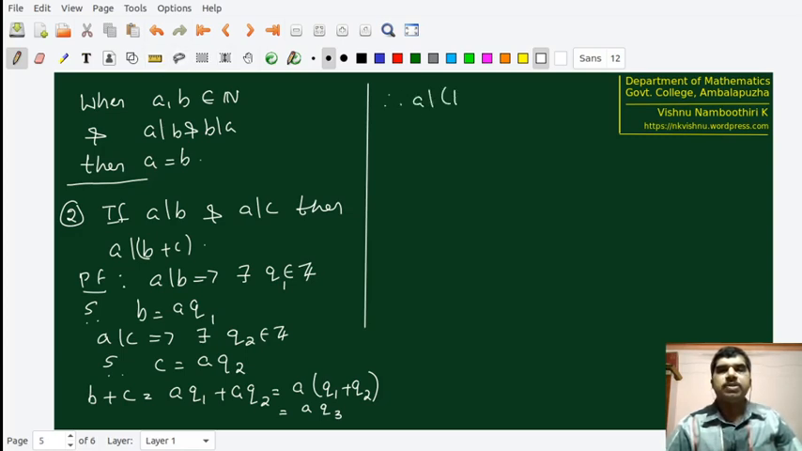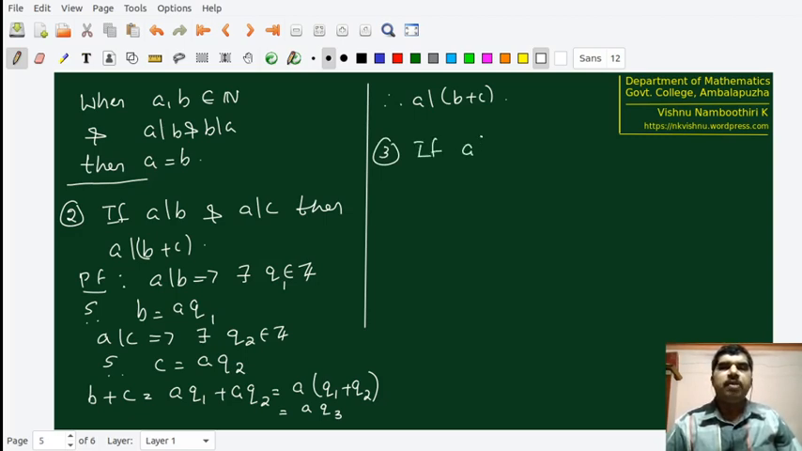a divides b plus c follows. We can in fact make a similar statement saying that if a divides b and a divides c, then a divides b minus c also. But instead of that, we can give a much more general version of what we proved.